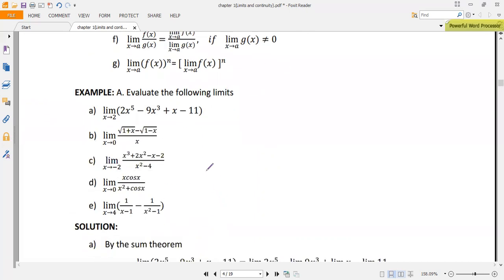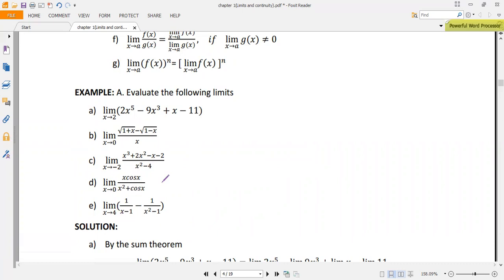So we have these examples. The limit as x approaches 1 of x to the power of 5 minus 9x cubed plus x minus 11. The limit as x approaches 0 of the square root of 1 plus x minus the square root of 1 minus x, over x. And the limit as x approaches 2 of x cubed plus 2x squared minus x minus 2 over x squared minus 4. And the limit as x approaches 0 of x cos x over x squared plus cos x. And the limit as x approaches 4 of 1 over x minus 1 minus 1 over x squared minus 1. So to find the limits of the function, we use different techniques.